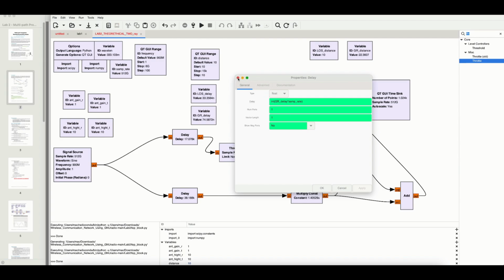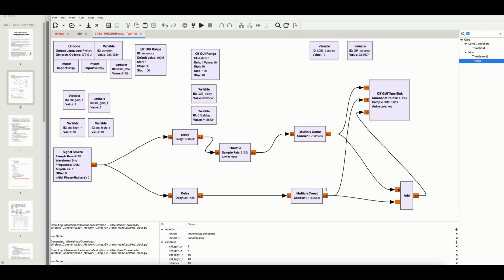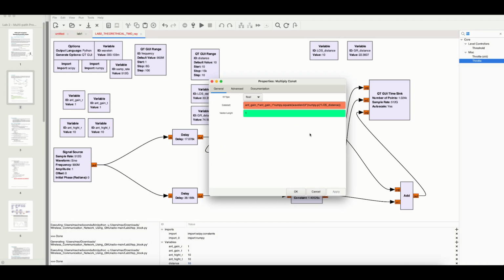All right, so once these two things are done, you have a signal that is coming in, that is 900 megahertz, which is a variable signal. One signal is being delayed with respect to line of sight, one signal is being delayed based on ground reflected. It is going into a throttle block. Definitely when you don't have a physical device that is connected to it, you have to have a throttle block. Now it's going into a multiply constant block. Let's look at what the multiply constant block looks like.